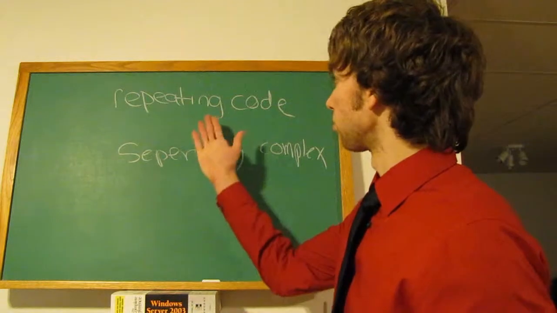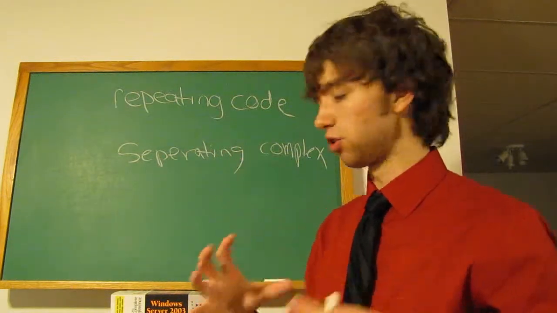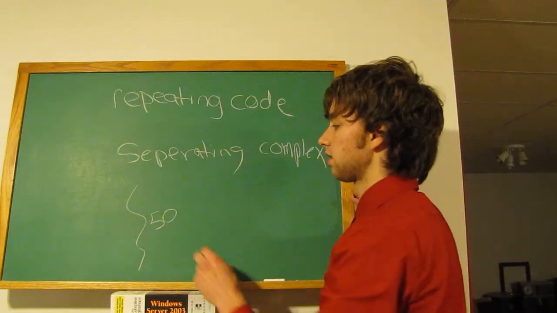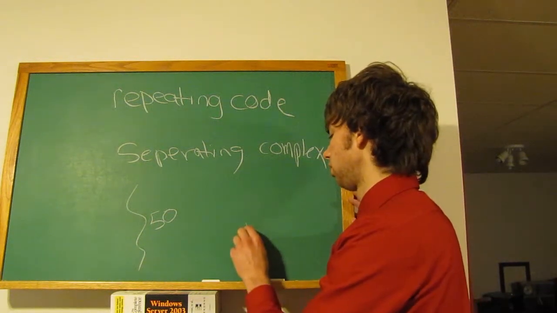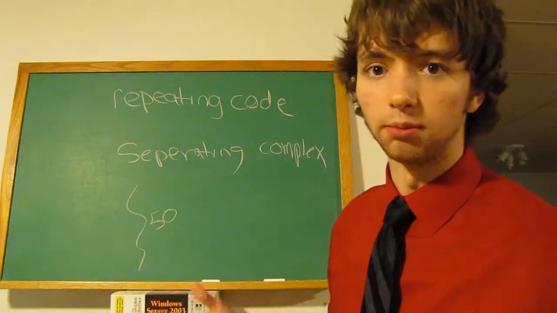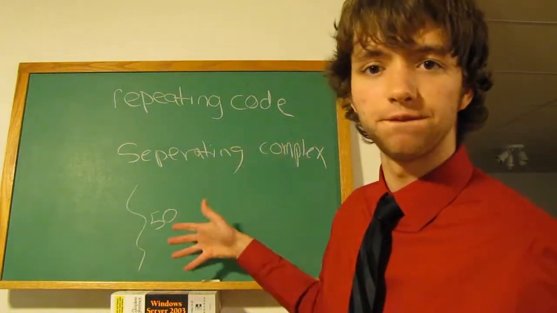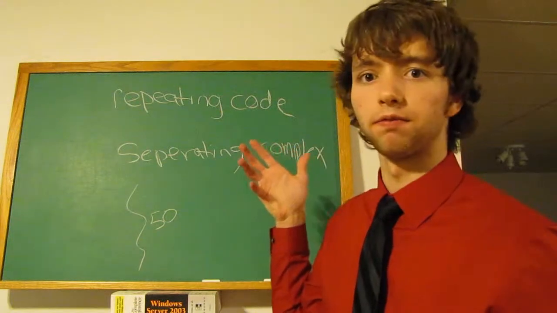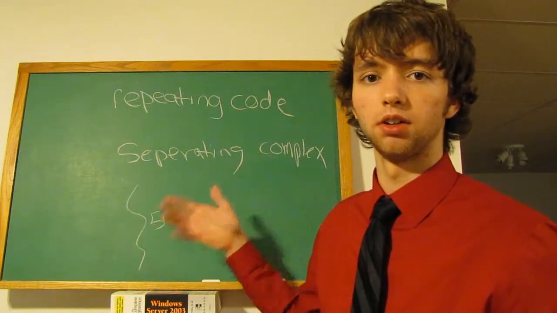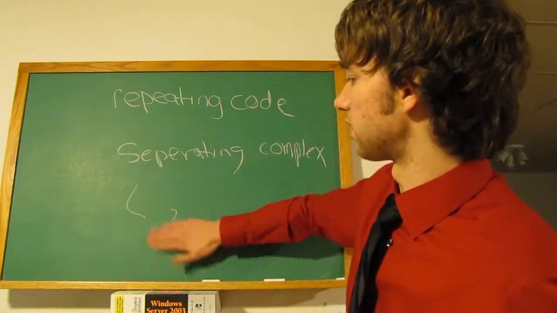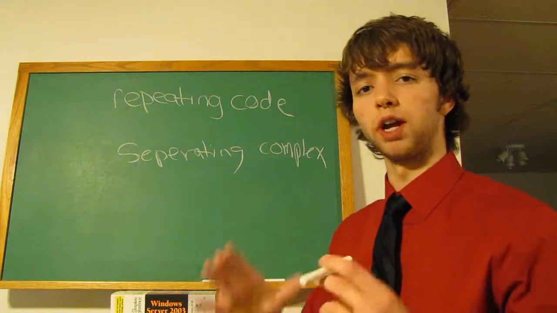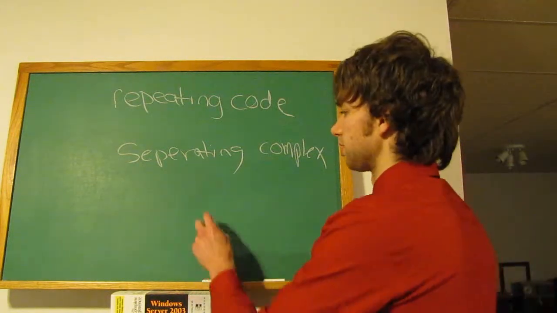So, repeating code, if you just create the function once, so let's say the function itself is 50 lines, then when you call it, you only have to use one line. So if you use the same code 10 times, rather than having 500 lines, you could have 50, then call it 10 times to get 60 lines. Hopefully that makes sense. Basically, it's less code. You can create the function and then use it multiple different times.